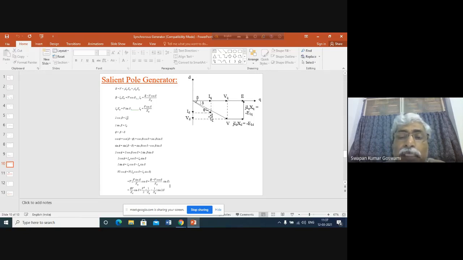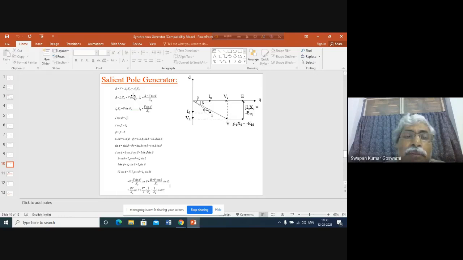Load is inductive means the current lags the terminal voltage by some angle. Say it is lagging by this angle phi. The angle between E, the induced EMF, and the terminal voltage is delta. Let us say that beta is the angle between the induced EMF and this current I. So beta is the angle between the induced EMF and the current. That means the angle between the quadrature axis and the current is beta. Delta is the angle between E and V, and phi is the angle between terminal voltage and current.